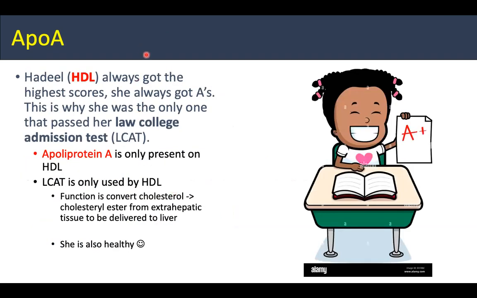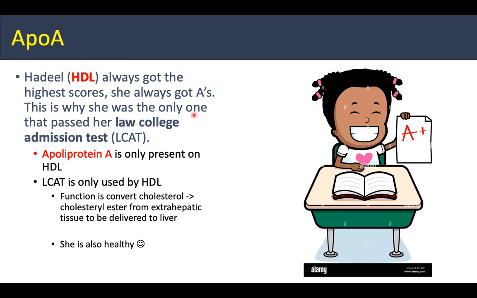Okay, and then I believe this is my last mnemonic regarding the apolipoproteins, and then the rest of this will mostly be review. But I have that Hadil, HDL, always gets the high scores. She always gets A's. The A's should remind you that when I talk about capital A apolipoproteins, so apolipoprotein A, they're only found on HDL. Any of the other lipoproteins do not contain apolipoprotein A.